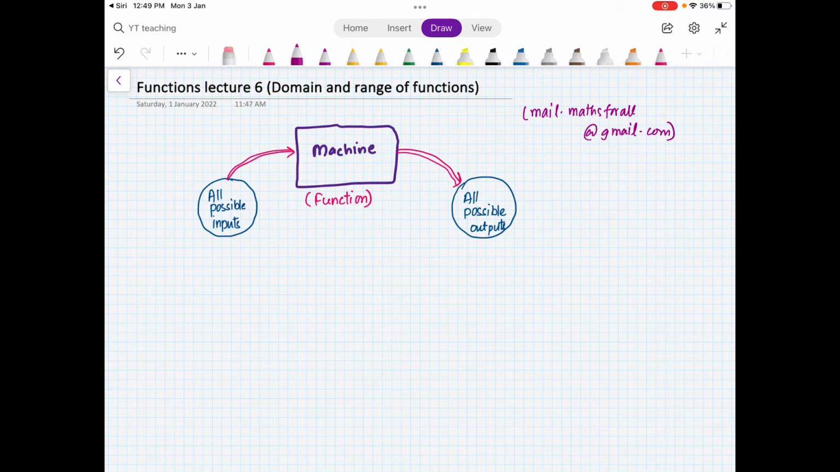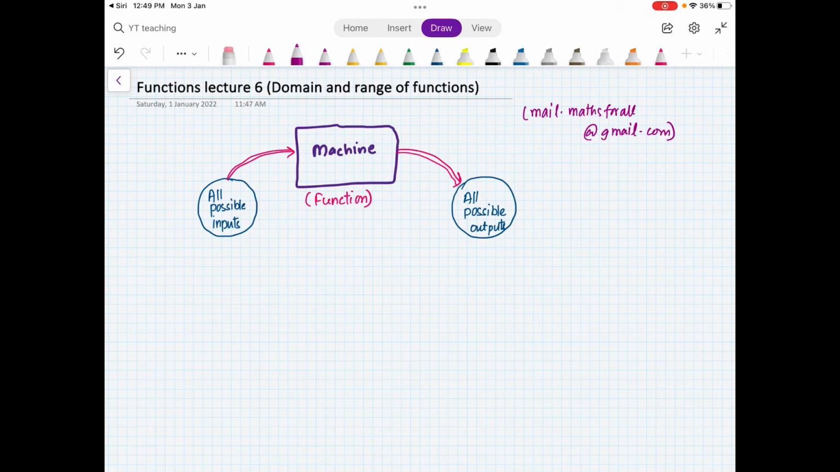So this is our sixth video, and in this video we are going to discuss an important concept, which is domain and range of functions. Already we have talked a little bit about it, but here we will be talking about it in detail. Okay, so let us look at what is the domain and range of a function.